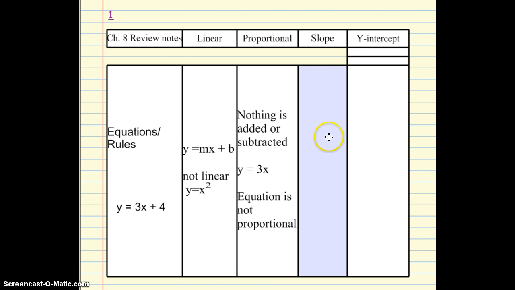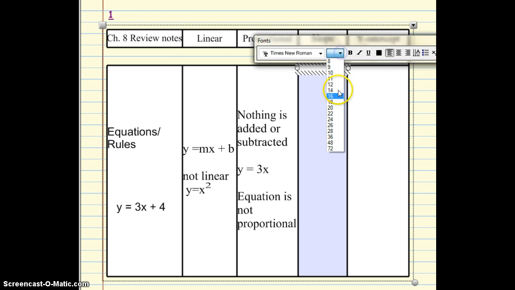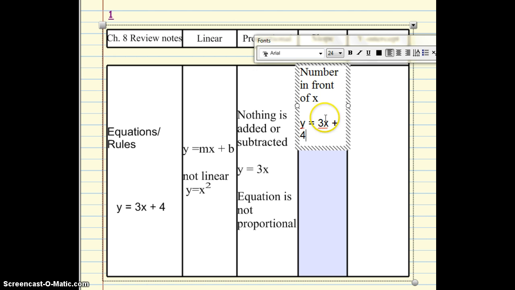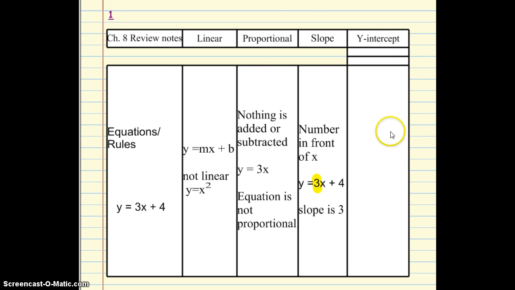Excellent. All right, slope. Slope in equations. They're so easy to find, I think. The slope in the equation is the number in front of, correct, x. So if we take our equation, y equals 3x plus 4, the number in front of x, well, that's this right here. It is the 3. So our slope is 3. There we go, a little highlighting on the 3.